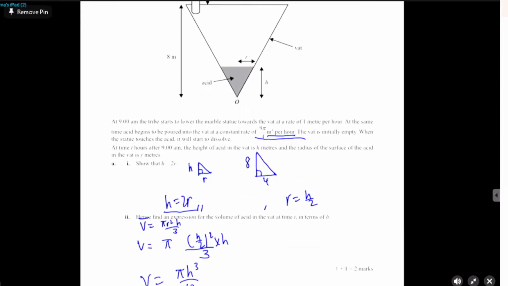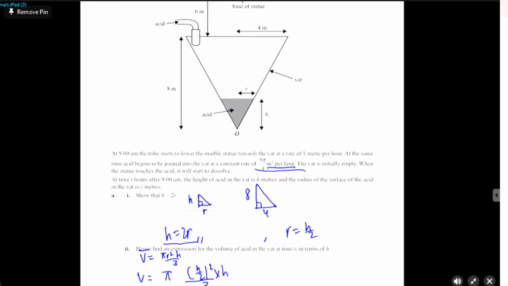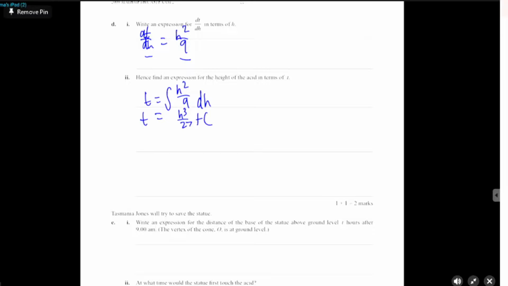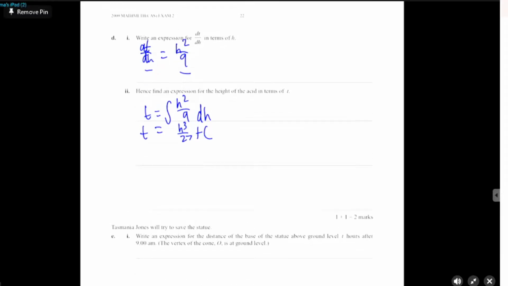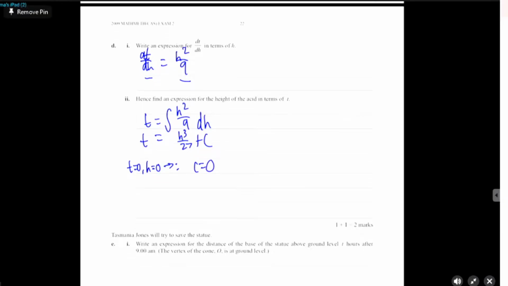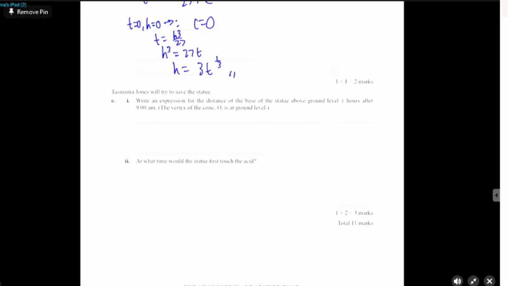Now what you need to recognize is that in the question, it's given that the vat is initially empty. So that means at the time of 0, the height is going to be 0. So when you sub in t is 0, h is 0 into this, you get c equals 0. And that means t has to be h cubed on 27. That means h cubed equals 27t, and h has to equal 3t to the power 1 on 3.